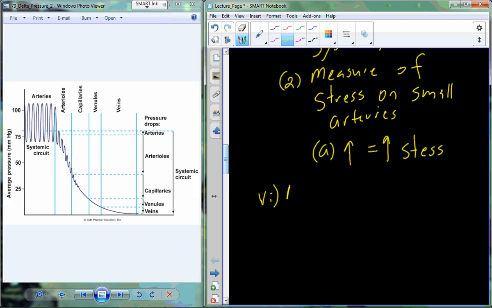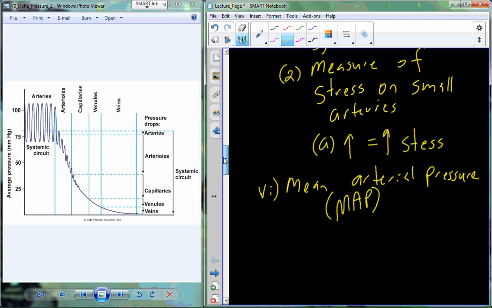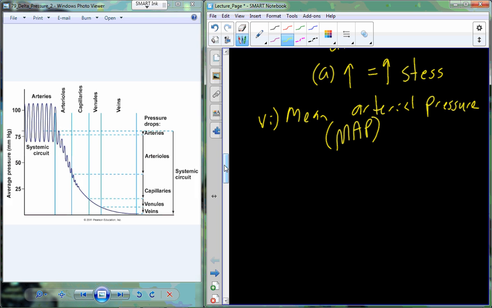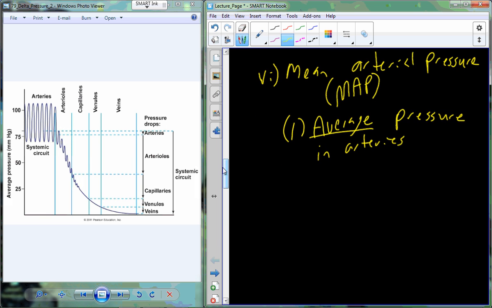We can also calculate a mean arterial pressure. This is most frequently in clinical and research settings referred to simply as MAP, M-A-P, the mean arterial pressure. And the mean arterial pressure is a calculation of the average pressure in arteries. Now, even though we're using the term average, we're actually not referring to an arithmetic mean. So, what do I mean by an arithmetic mean? I basically mean that we take our systolic and our diastolic, add them together, divide by two, right? That would give us the arithmetic mean.